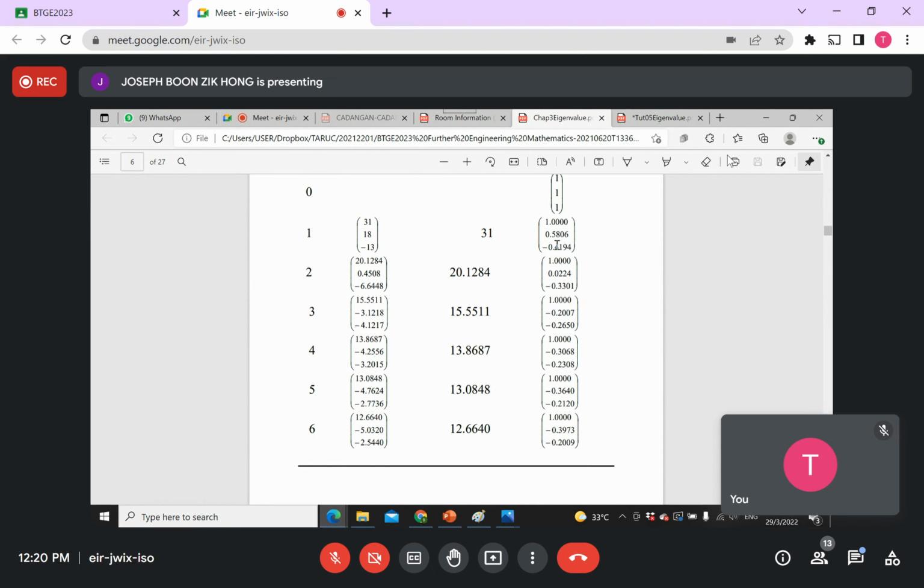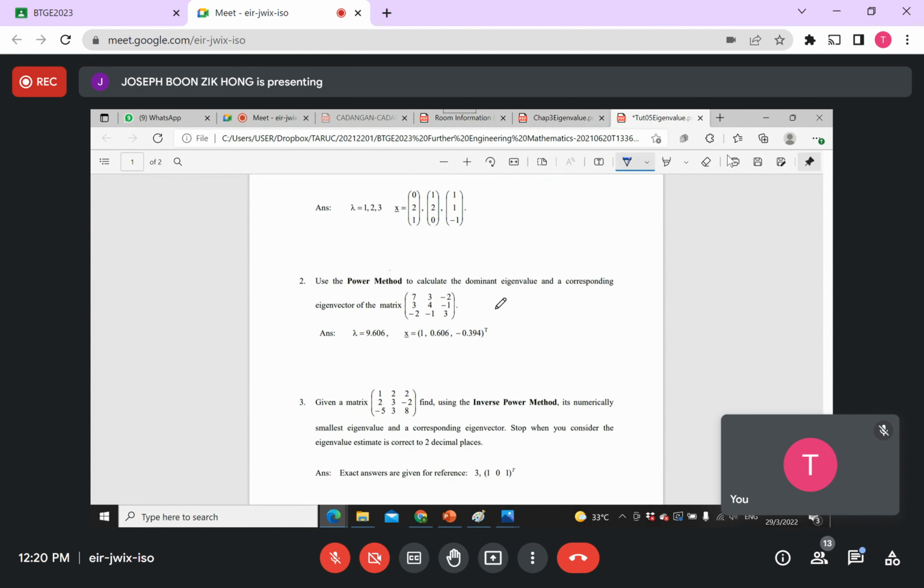I'm not sure how many iterations you have. It depends. If they do not mention how many iterations to stop at, then as long as the difference of the eigenvalue is less than 0.01, then you can stop already. You have to make sure it is less than 0.01, then only you can stop. Can or not?